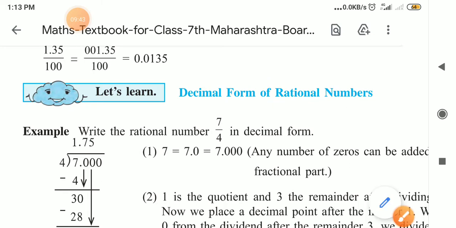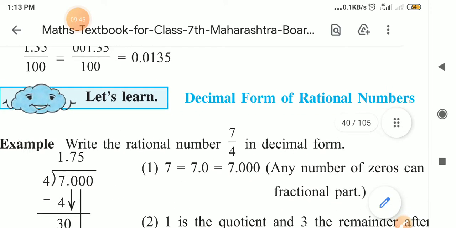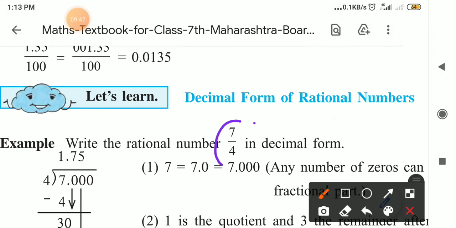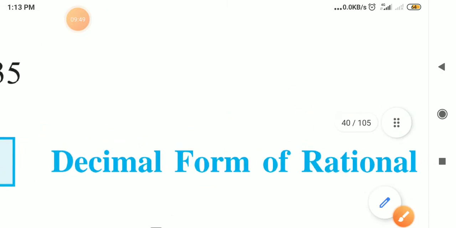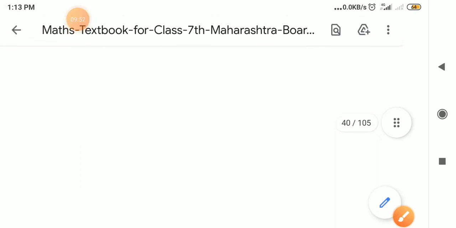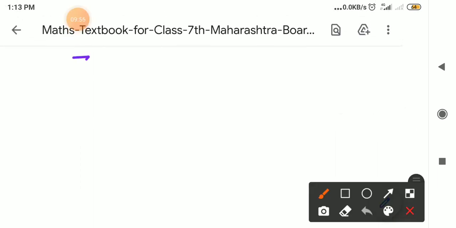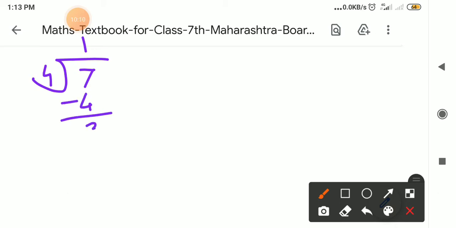You know division. First of all, we write the rational number 7 upon 4 in decimal form. I will solve and show you. 7 upon 4, you just divide 7 by 4. Just as you know, 7 ones are 7, 4 ones are 4. Do the subtraction, the remainder is 3.